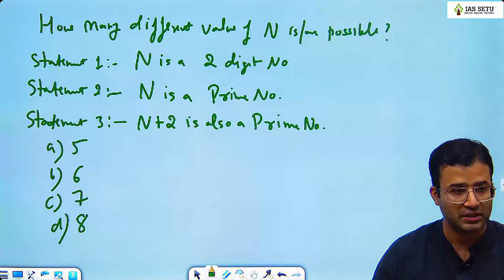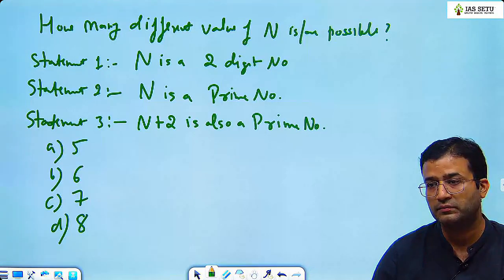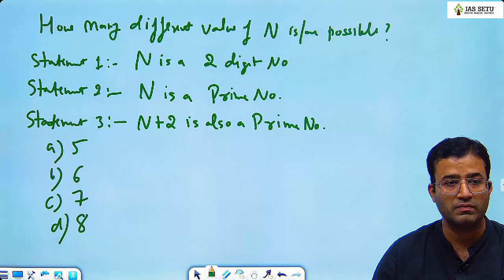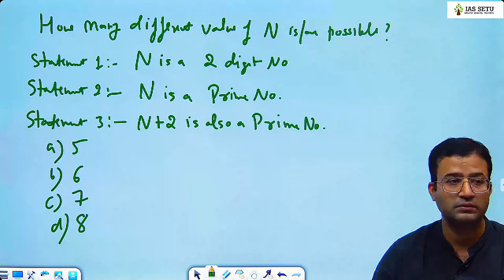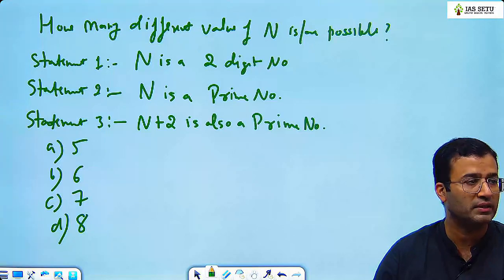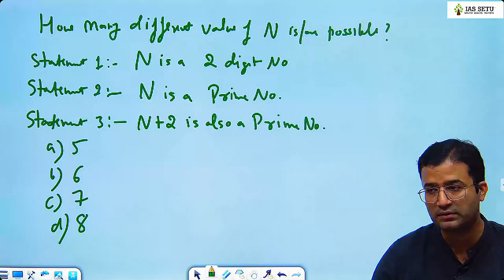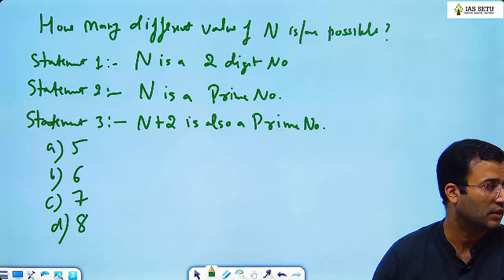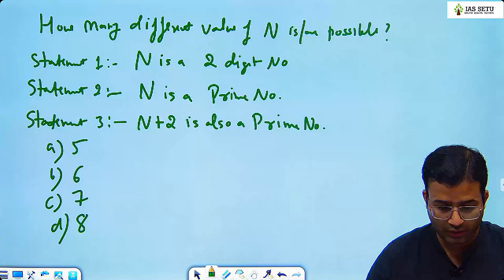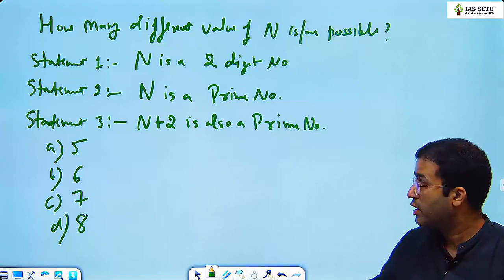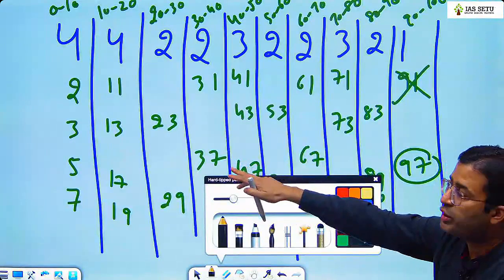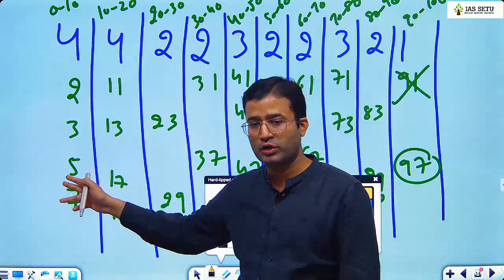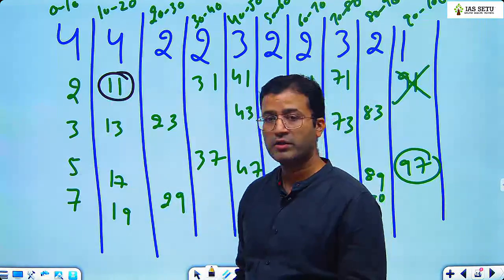5, 7, 6, 8. You included 13 as well, right? What is 13 plus 2? 15. Is 15 a prime number? Now here from this table, 3 you cannot take because I need a 2-digit number, otherwise 3 plus 2 would have worked. My first number is 11, which satisfies the case.